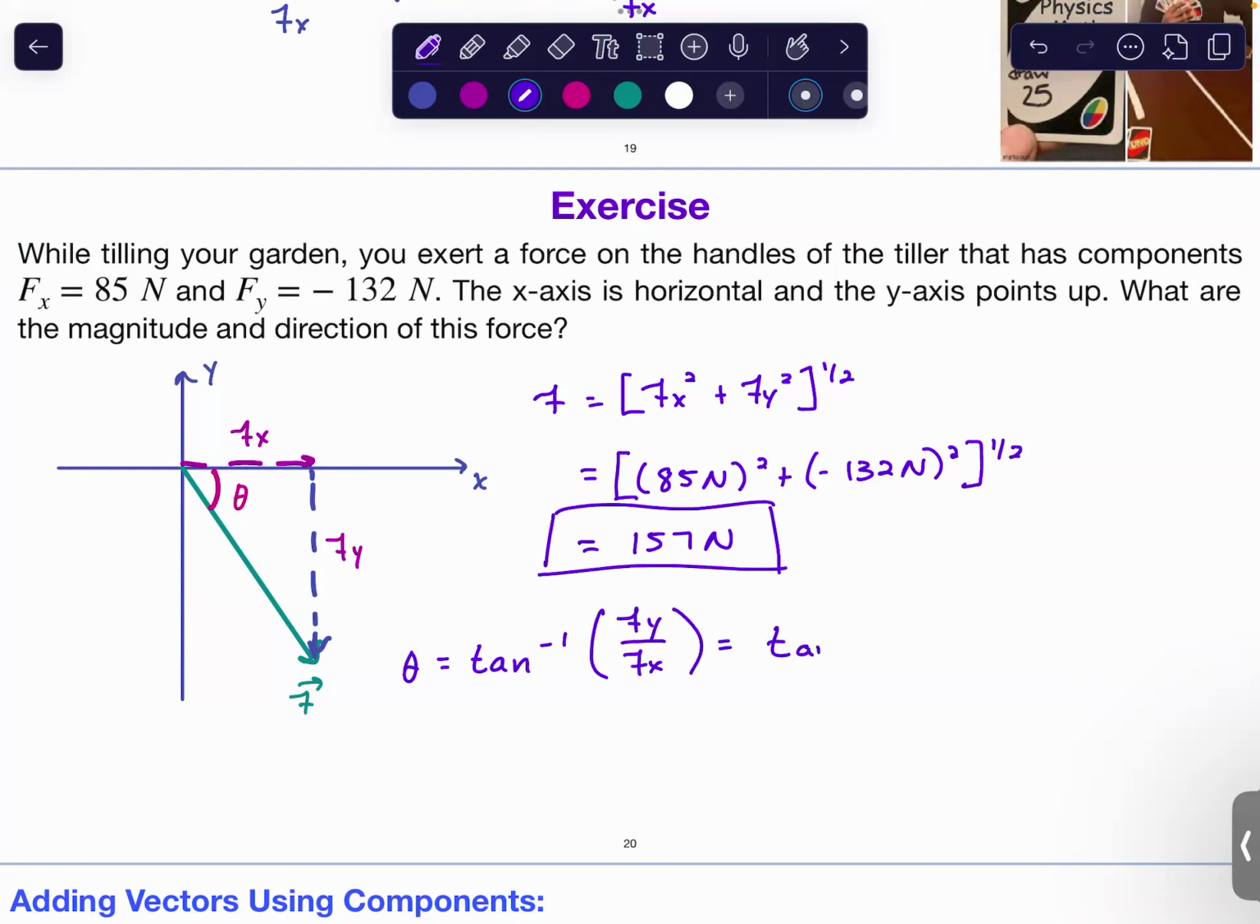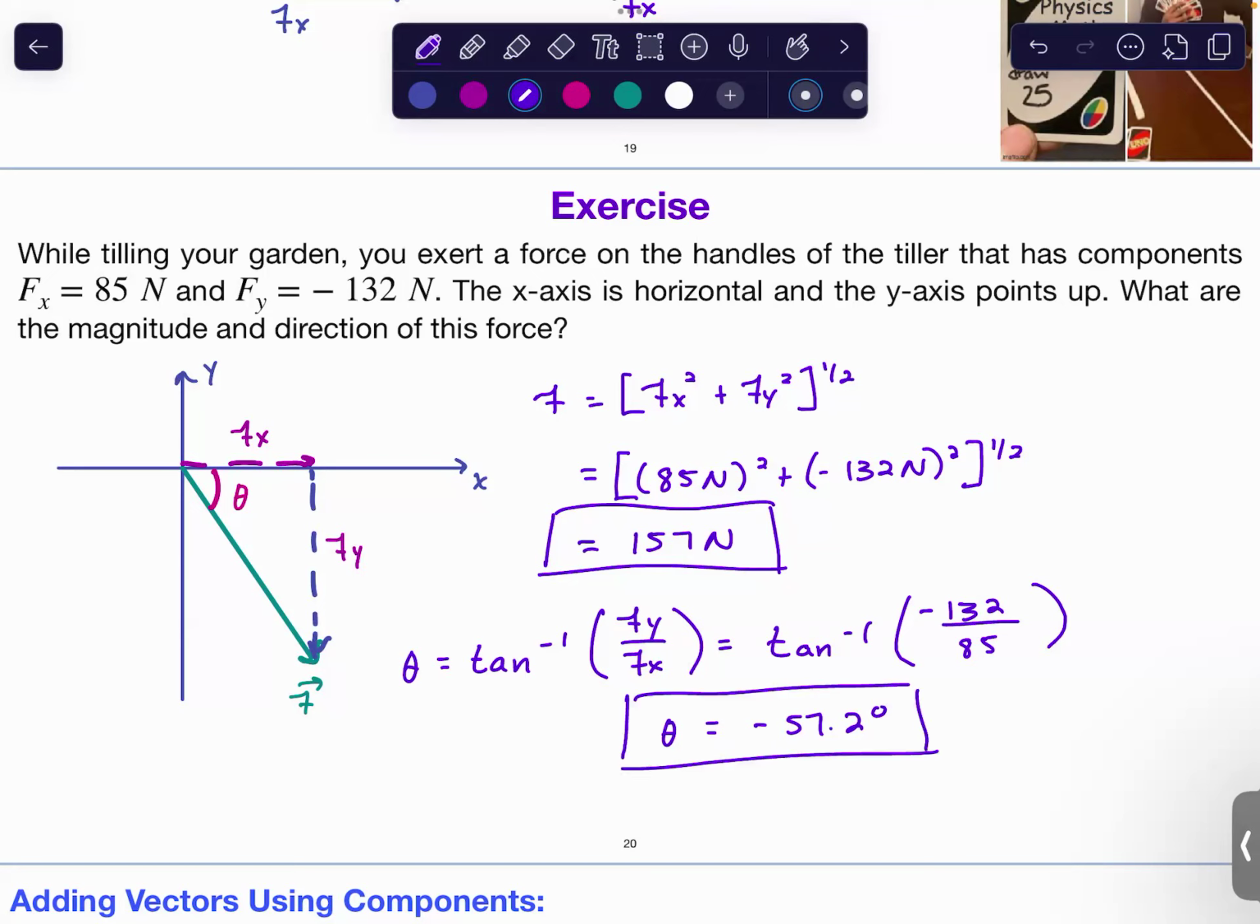Numbers, negative 132 over 85. Take the inverse tangent, and theta is going to be a negative 57.2 degrees. Does that make sense? Why would that make sense? Look where theta is. Which direction is theta measuring? Clockwise. And clockwise from the positive x-axis is what sign on your angle? Negative.